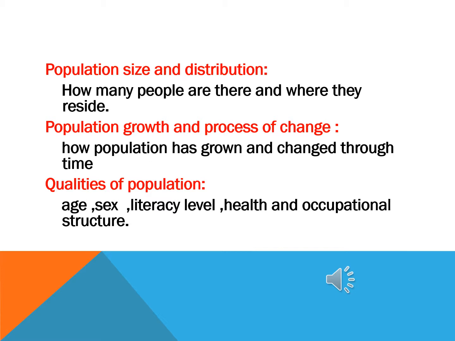Three aspects of population. We'll be focusing on these three topics in this chapter. Population size and distribution: how many people are there and where they reside. Population growth and processes of change: how population has grown and changed through time. Qualities of population: age, sex, literacy level, health, and the occupational structure.